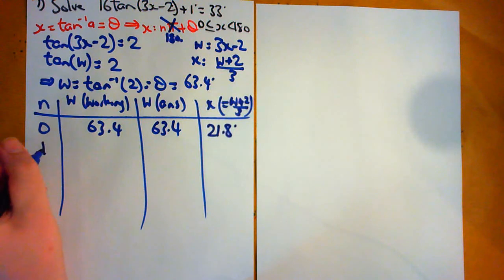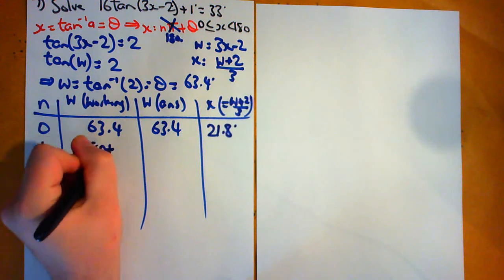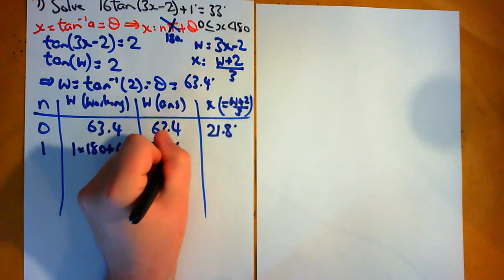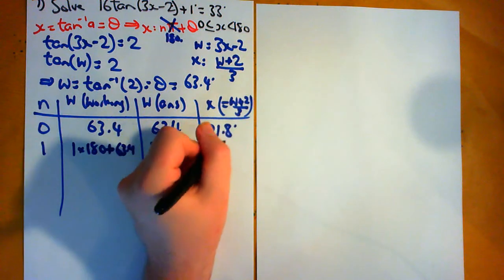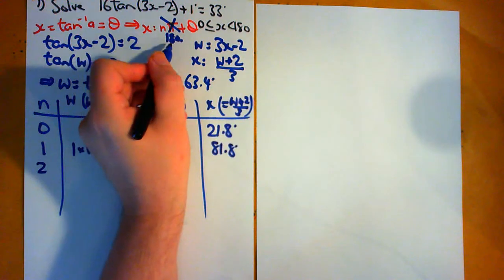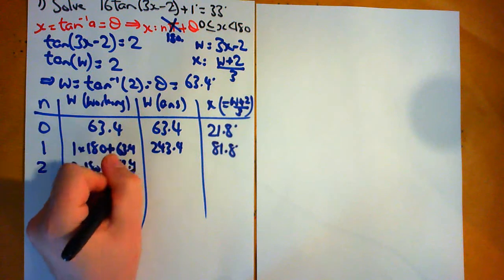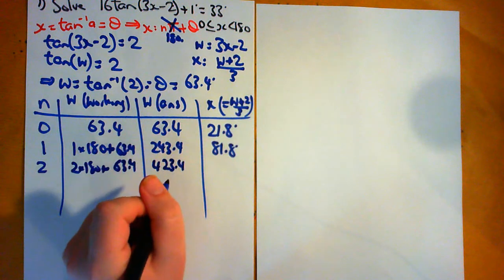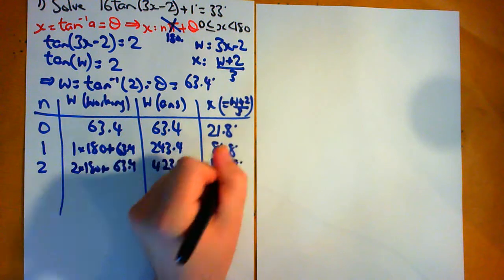For n = 1, we've got 1 times 180 plus 63.4, which gives us 243.4. And if we add 2 to that and then divide by 3, we get 81.8. For n = 2, we have 2 times 180 plus 63.4, which is 423.4. So add 2 and divide by 3, that gives us 141.8.